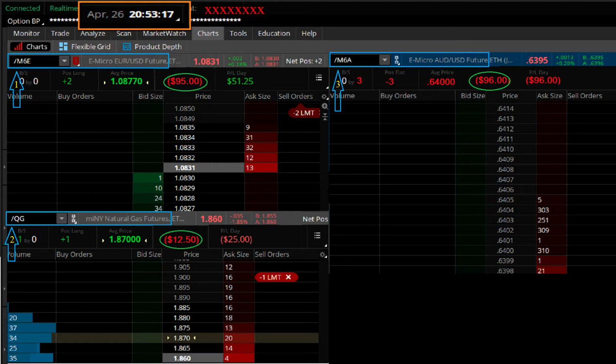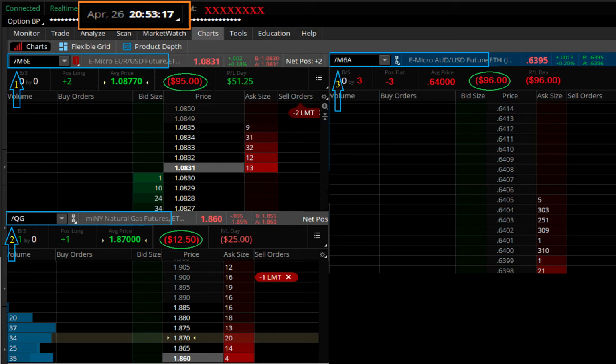2 in the upper left-hand corner and 1 in the lower left-hand corner, right? Okay, so 3 products I'm managing on Sunday night, because futures trading starts on Sunday night. It's 9 o'clock, Sunday night, April 26, 2020. I'm managing 3 different futures products at the same time. Okay, they're all E-micro or E-mini products, okay?